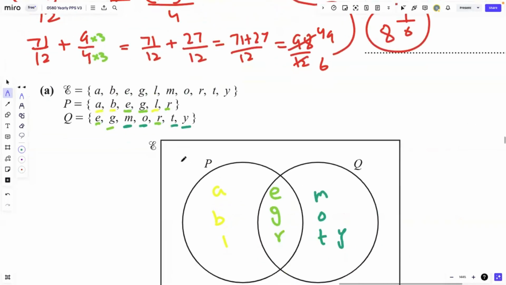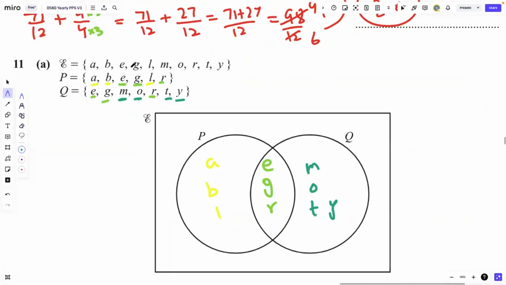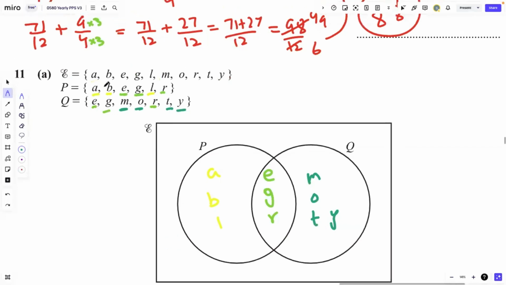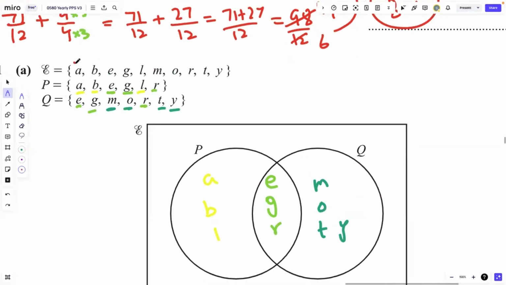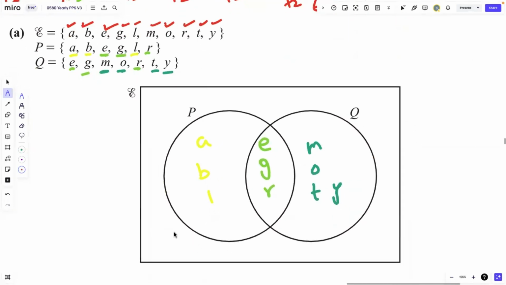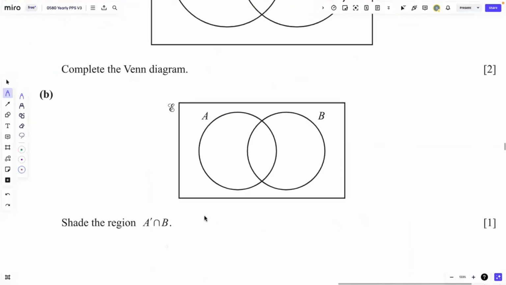Now we need to look at the universal set and see have we covered all the alphabets, because if there's any alphabet in the universal set that's not in P only, Q only, or intersection, that means that would be lying in this region, the neither region. So let's check for that. A is written already, B is written, E is written, G is written, L is written, M is written, O is written, R is written, T is written, Y is written. So we have incorporated every element. That means we have nothing here, a zero or nothing. None of the elements lie in the neither category. So that fills the Venn diagram. Let's move on to the next part.